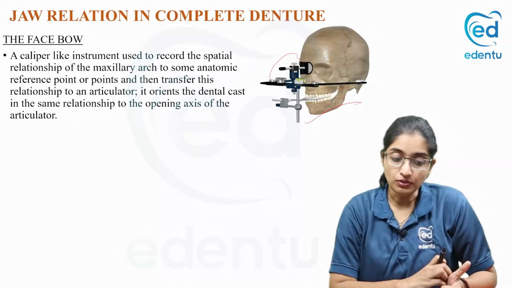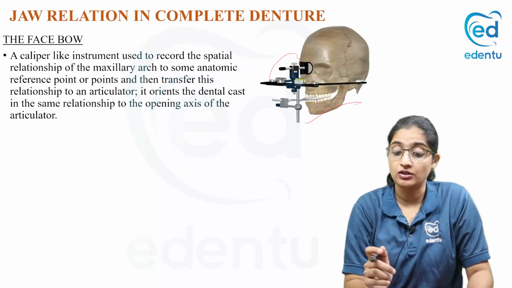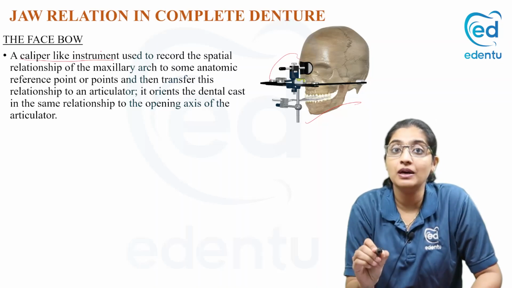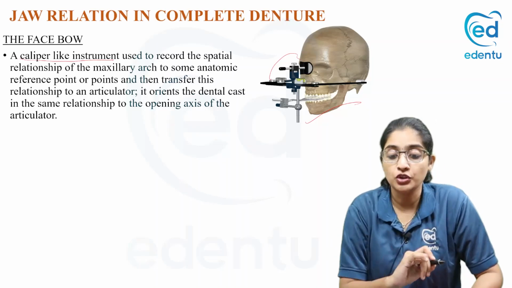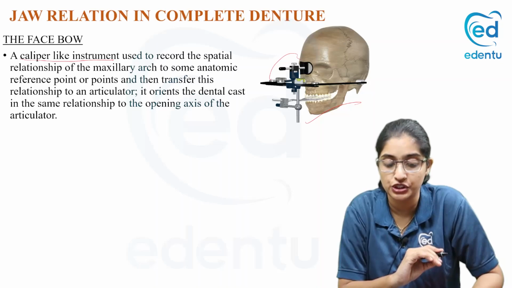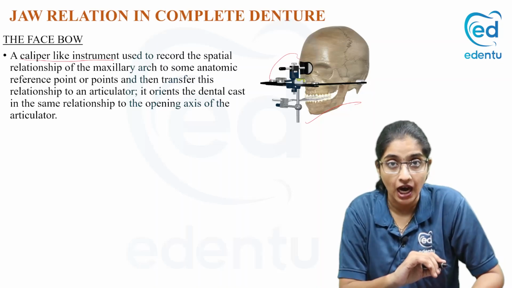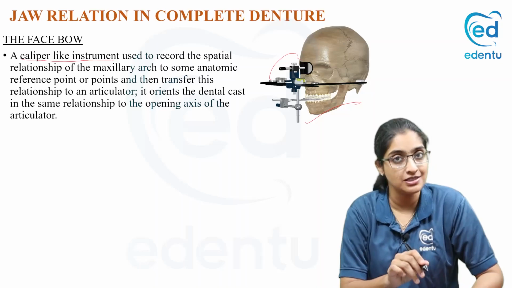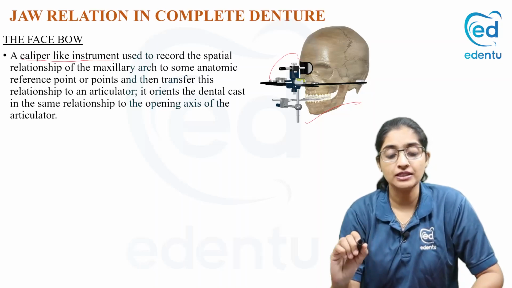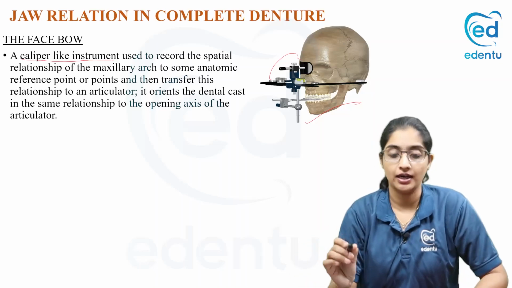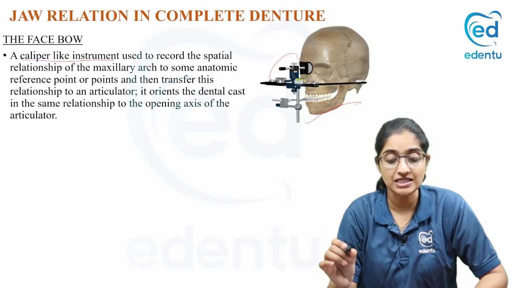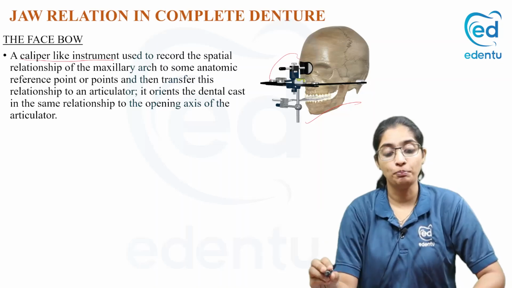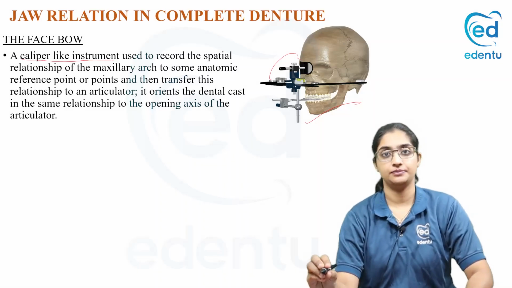Now, what is the face bow? It is a caliper-like instrument. Remember, this word is very important. It is a caliper-like instrument used to record the spatial relationship of the maxillary arch to some anatomic reference point or points and then transfer this relationship to an articulator. It orients the dental cast in the same relationship to the opening axis of the articulator.